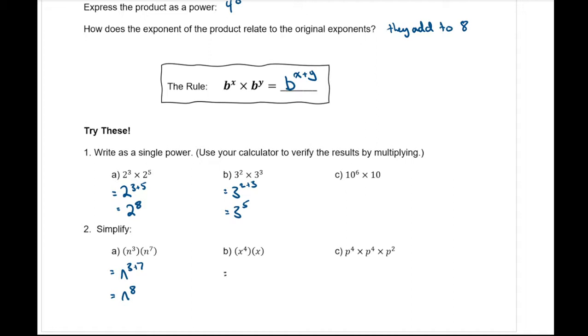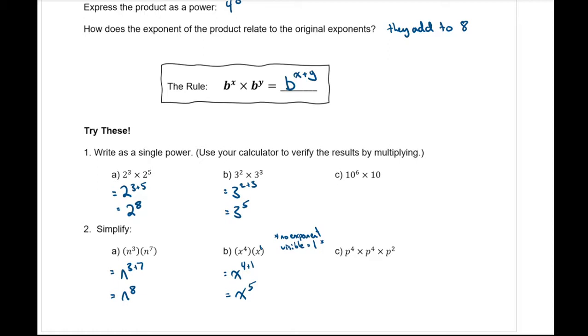For b, x to the power of 4 times x to the power of, well, I don't see anything here. But we can assume that if we don't see an exponent, it's 1. So if we don't see an exponent, we assume that it's 1. So this would be x to the power of 4 plus 1, which becomes x to the power of 5.